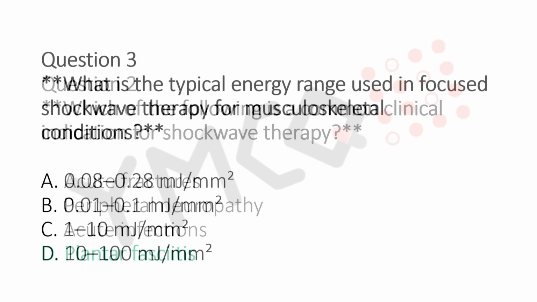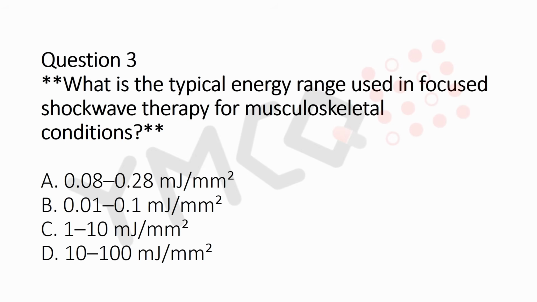Now let's move to question number 3. What is the typical energy range used in focused shockwave therapy for musculoskeletal conditions? Option A, 0.08 to 0.28 millijoules per millimeter square. Option B, 0.01 to 0.1 millijoules per millimeter square. Option C, 1 to 10 millijoules per millimeter square. Option D, 10 to 100 millijoules per millimeter square. And the answer is Option A, 0.08 to 0.28 millijoules per millimeter square.